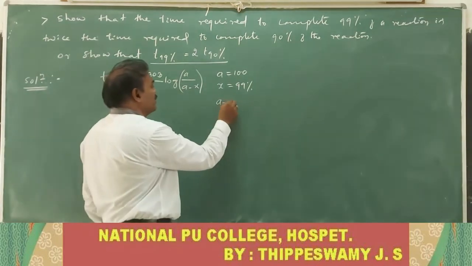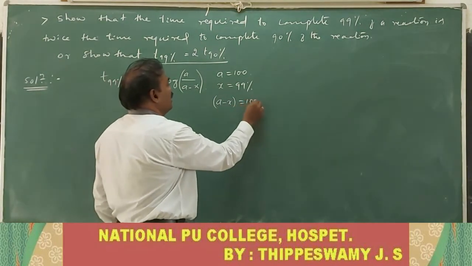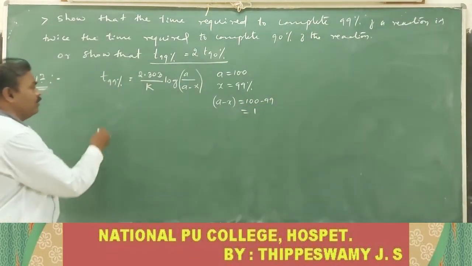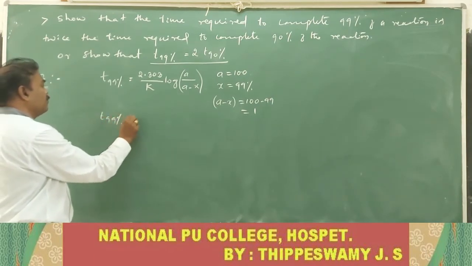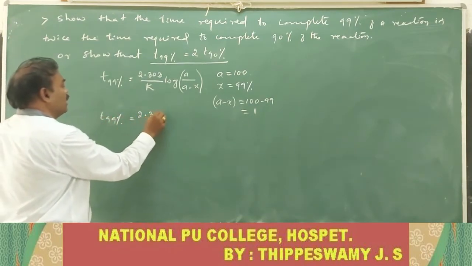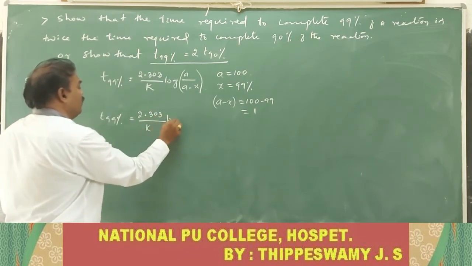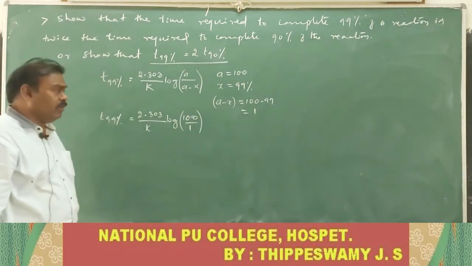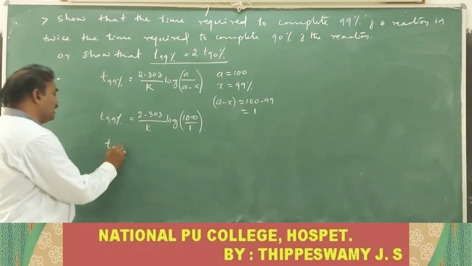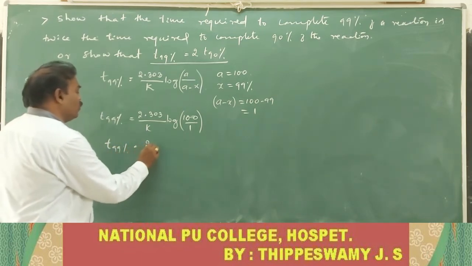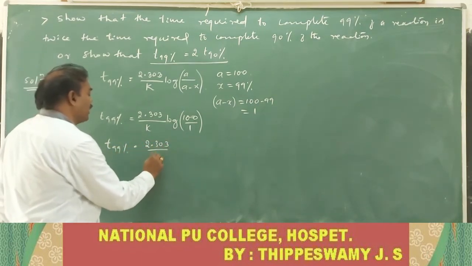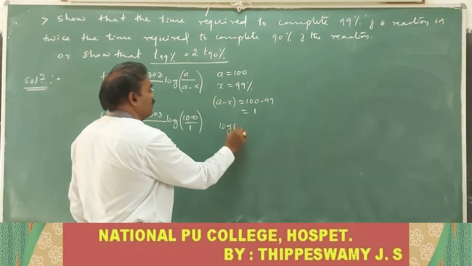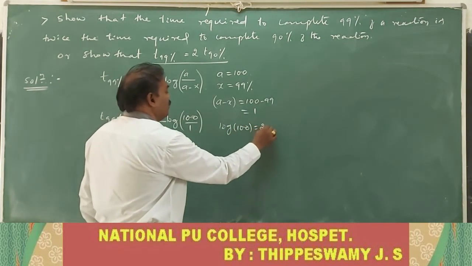Then A minus X is equal to 100 minus 99, which is equal to 1. Now substitute the value here. T 99% is equal to 2.303 divided by K into log of 100 divided by 1. So T 99% is equal to 2.303 divided by K into log 100. Can you tell me the value of log 100? Log 100 is equal to 2.0.